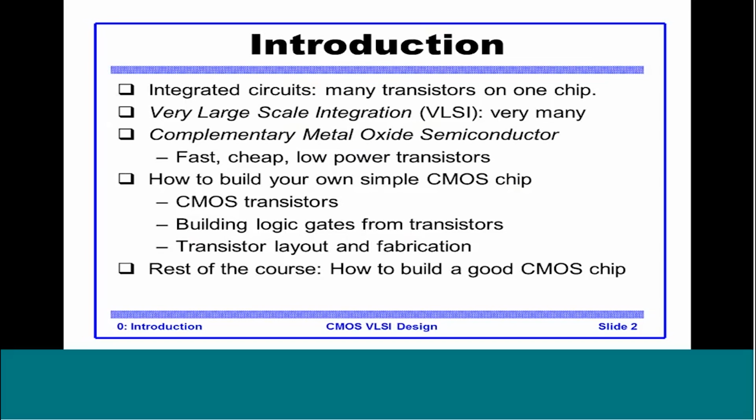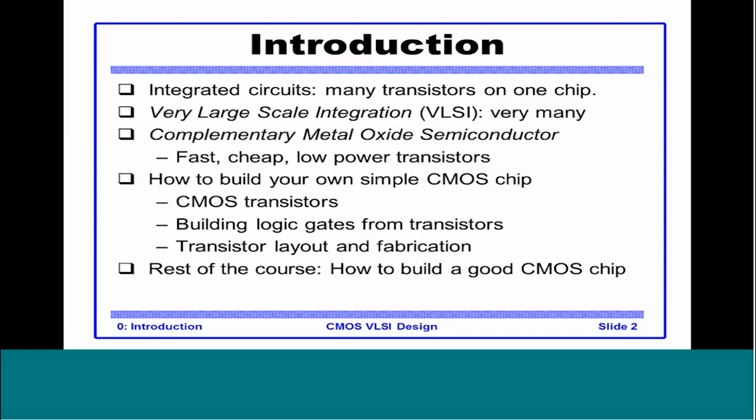Obviously there are circuits which are faster than CMOS. There are also circuits which have lower power than CMOS. But when we combine all three characteristics, that is the speed, the cost of manufacturing, and the power, CMOS scores heavily. That is why it is most popular nowadays. We'll see how to build our own CMOS chip.